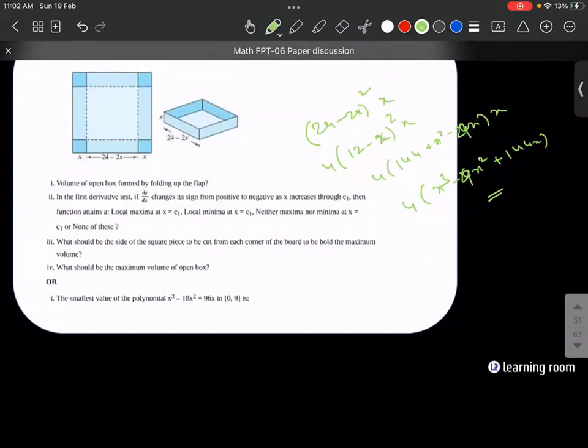In the first derivative test, if dy by dx changes its sign from positive to negative as x increases through c1, then the function attains... What is the answer? This is a theoretical question. If it changes from positive to negative, then the function attains a local maximum at c1.